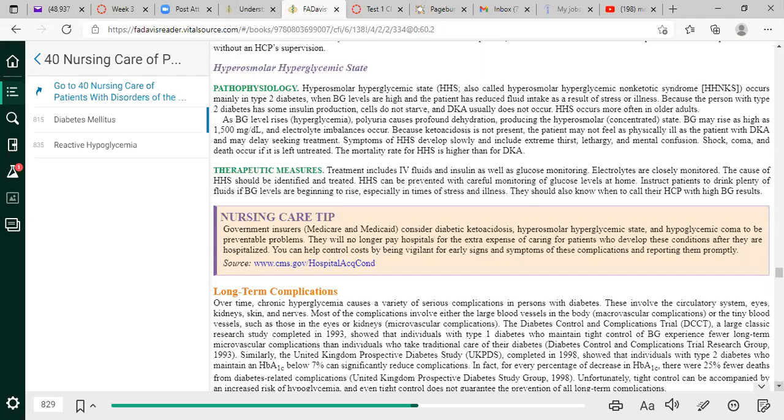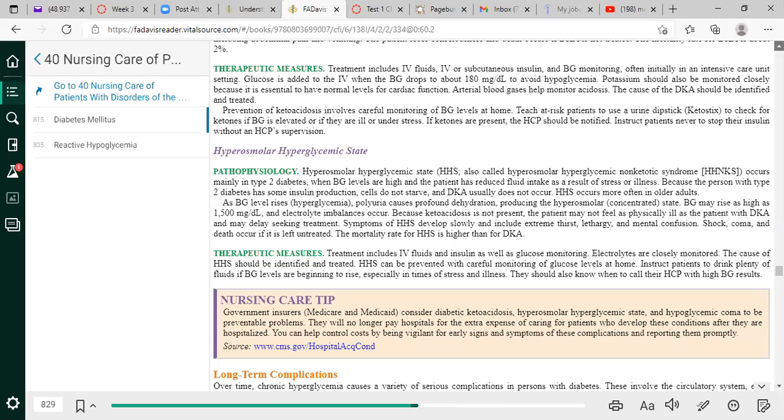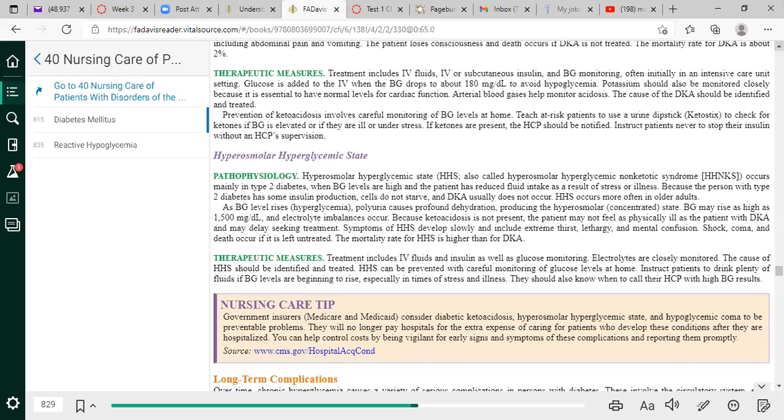And it talks about hyperosmolar hyperglycemic state. And with this, the blood sugar rises and causes polyuria, which results in dehydration and a blood sugar over 1,500. And no ketones are present in hyperosmolar hyperglycemic state. Again, blood sugar rises and causes polyuria, which results in dehydration. And typically, the individual will need IV fluids and insulin.